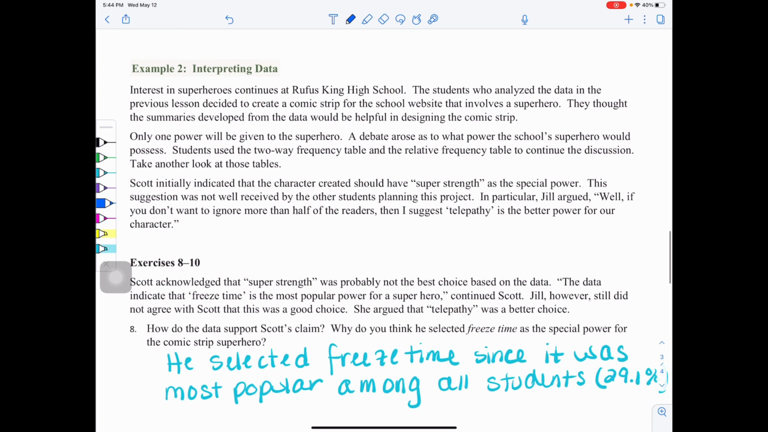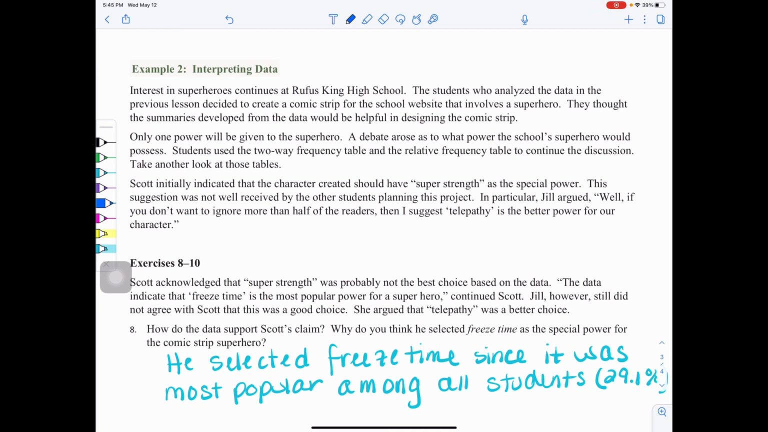Now moving on for the last several questions, example 2 says interpreting data. Interest in superheroes continues at Rufus King High School. The students who analyzed the data in the previous lesson decided to create a comic strip for the school website that involves a superhero. They thought the summaries developed from the data would be helpful in designing the comic strip. Only one power will be given to the superhero. A debate arose as to what power the school superhero would possess. Students used the two-way frequency table and the relative frequency table to continue the discussion. Take another look at those tables. So hopefully you did that.